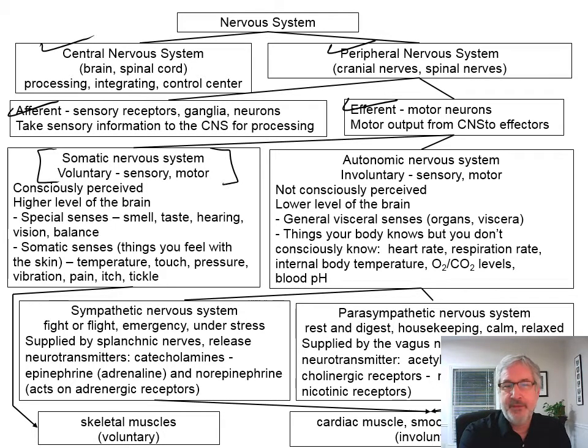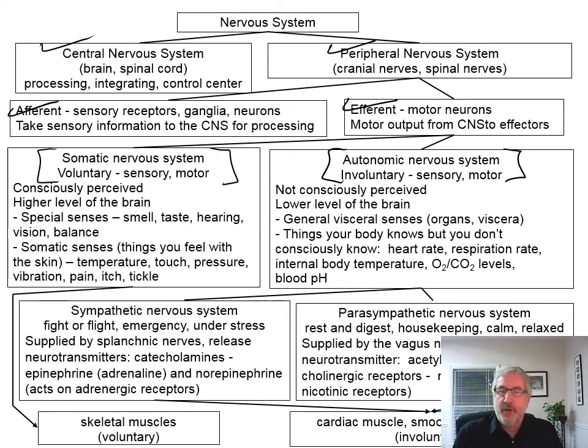Now you have two divisions of that. You have the somatic division and you have the autonomic division. The somatic division acts on things that you consciously perceive at the higher level of the brain. So it acts on the sensory information coming from your special senses, your nose, your eyes, your hearing, your vision, your balance, as well as things you feel, temperature, touch, pressure. Your autonomic system, you can think of as your automatic nervous system, is just on automatic.